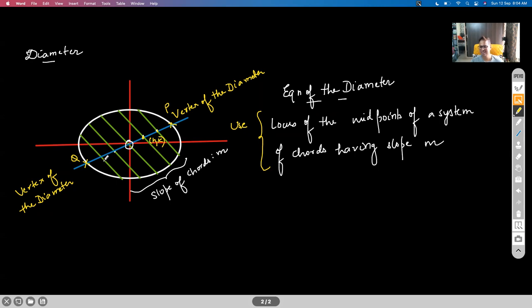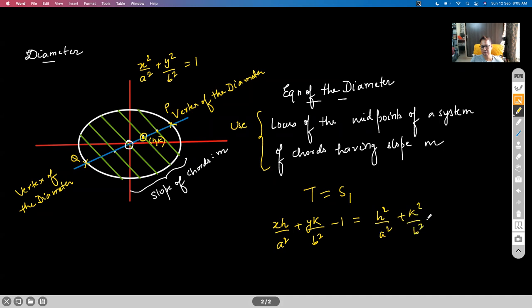Let's say the locus of the midpoints is what I'm trying to obtain, by assuming the midpoint of one of these chords as H, K. What will be the equation of the chord whose midpoint is H, K? You'll say, sir, simple: T equal to S1. Correct. Let's say this is our standard ellipse, x square by a square plus y square by b square equal to 1. So T will be xh by a square plus yk by b square minus 1, and S1 will be h square by a square plus k square by b square minus 1. Minus 1 goes for a toss. So this is the equation of the chord whose midpoint is h, k.